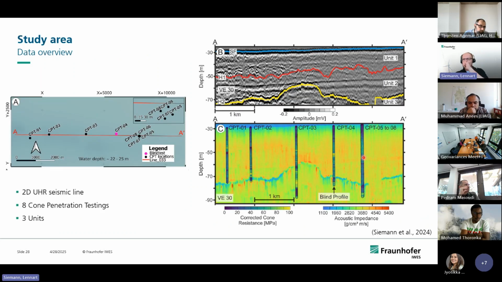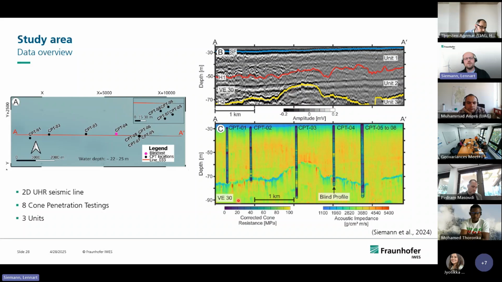This is now the case study, also from the paper I told you about. It's a small, nice study, I would say. We have just one 2D ultra high resolution seismic line, and we have 8 CPTs on top of that line. So we have a cluster of different CPTs here, and along the line, different other CPTs, as you see. In this study, one CPT profile was considered as a blind profile. So we have taken that out and compared that again to the prediction.